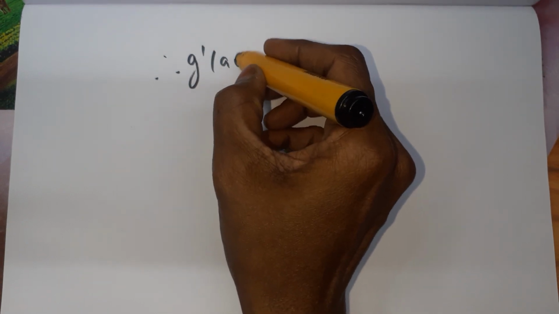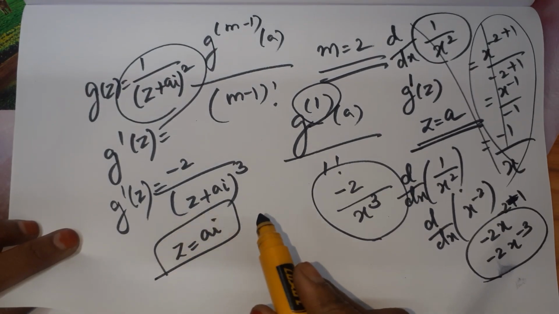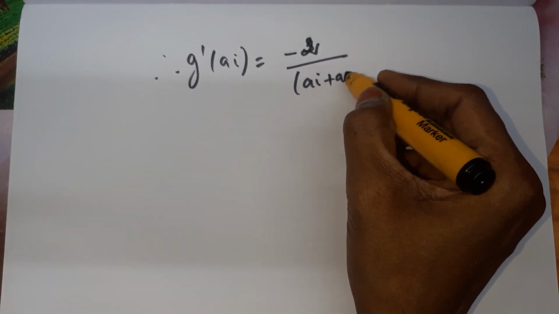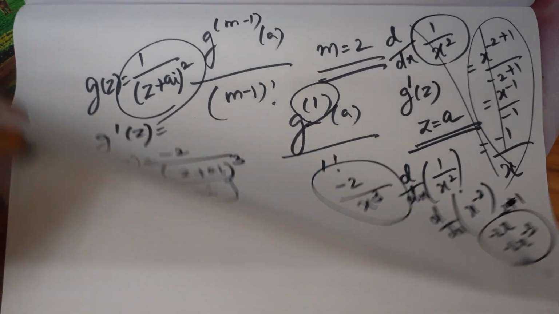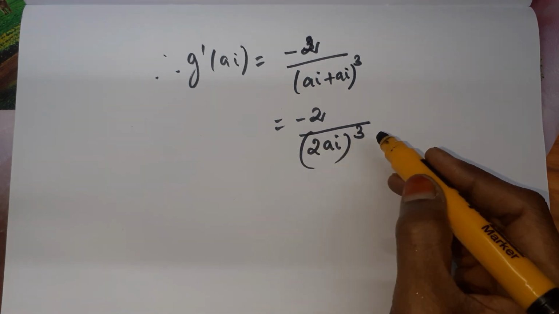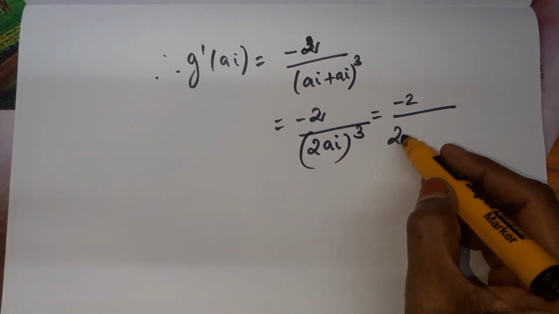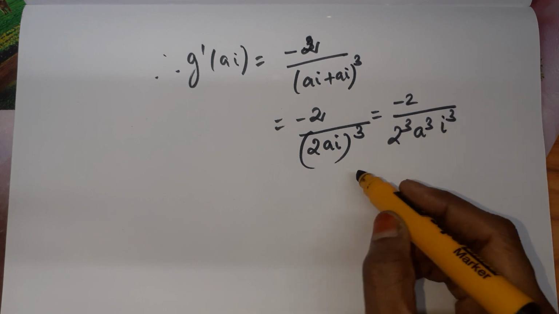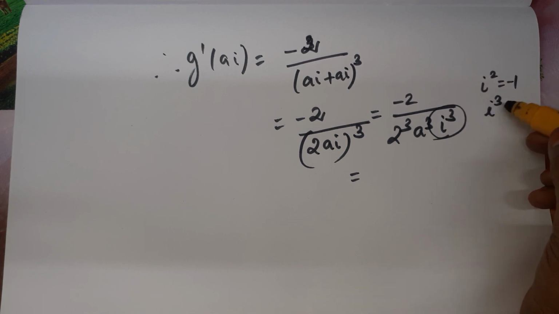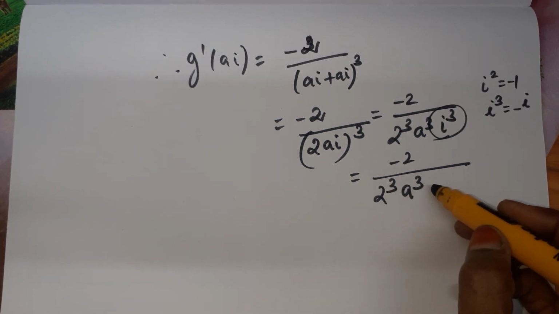Therefore, g dash of ai is equal to minus 2 by ai plus ai power 3. So minus 2 by 2 ai the whole power 3, which is equal to minus 2 by 2 power 3 a power 3 i power 3. I power 3 can be written using i squared is equal to minus 1, so i power 3 is equal to minus i. Minus 2 by 2 power 3 a power 3 minus i.